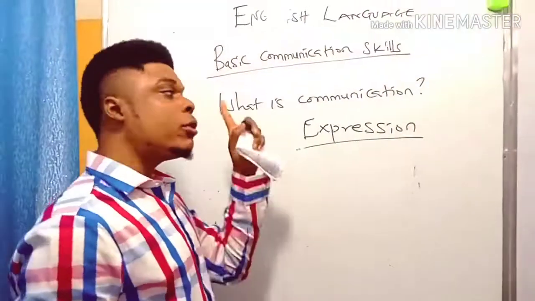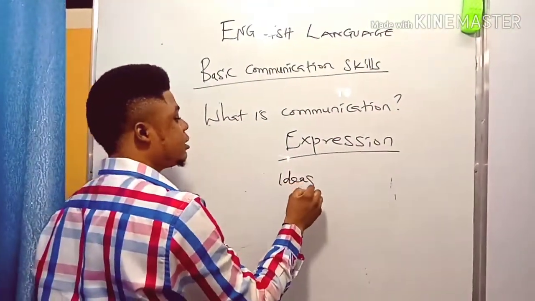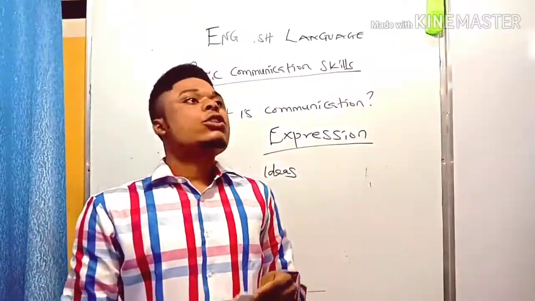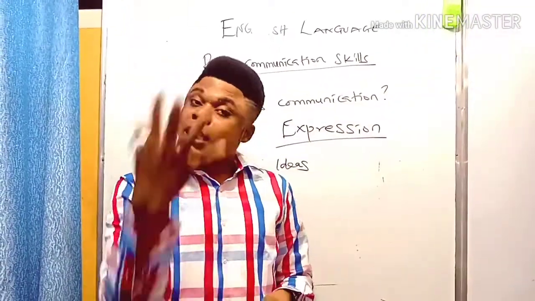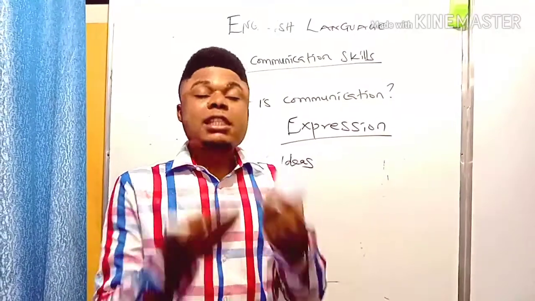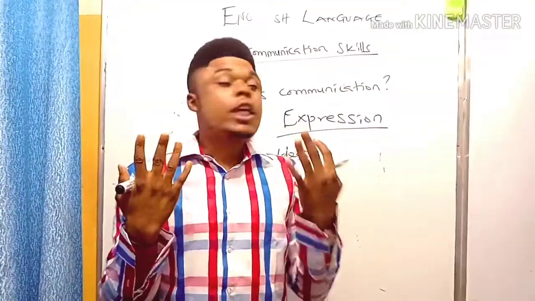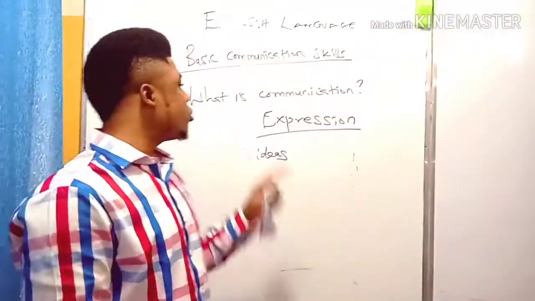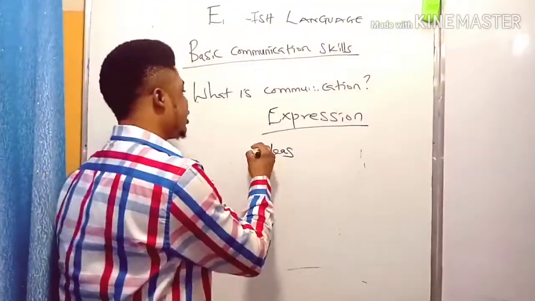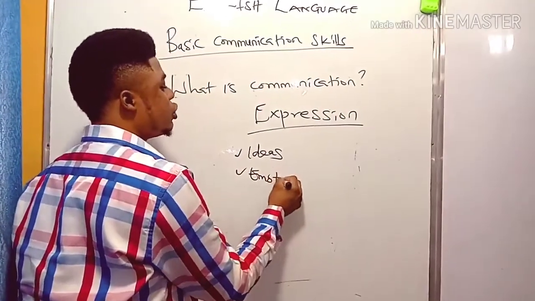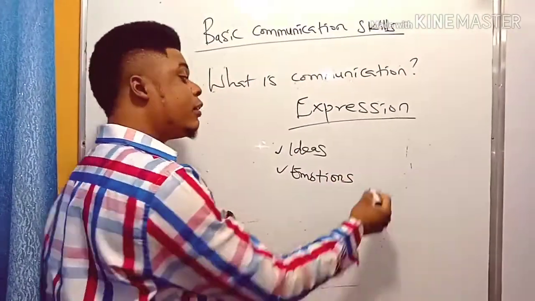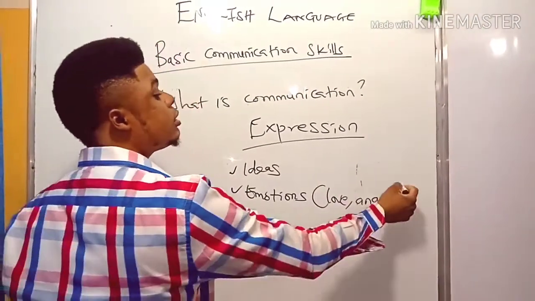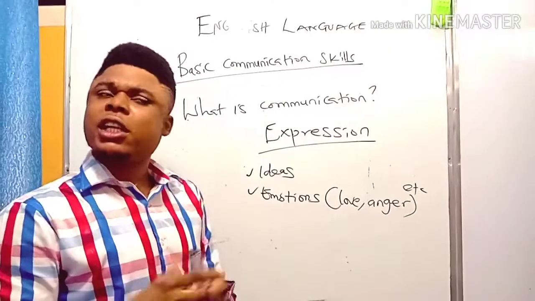What do we express? Number one, we express ideas. In the world that we live in, there are many ideas, and as humans we have that right to express these ideas in clear terms. Even as a blind person, as a deaf person, a dumb person, we have ideas that can change the world, and as we know, ideas rule the world. We can also express emotions like love, anger, etc. We express all these emotions in very clear terms.